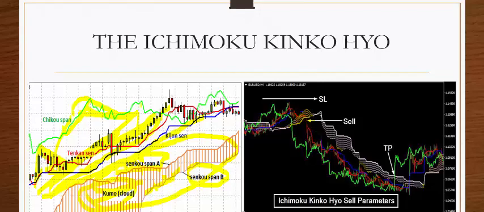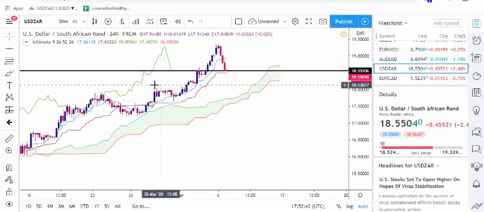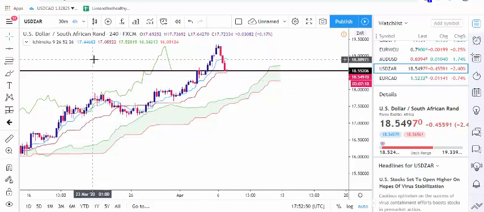So let's go to a chart and take a look at how you can trade this on TradingView and then on MetaTrader 5, because we're going to be using this to trade currencies and binary. All right, so this is the TradingView platform, and this is the United States dollar, South African rand, the USD ZAR.